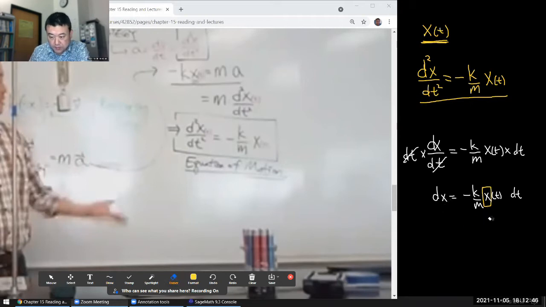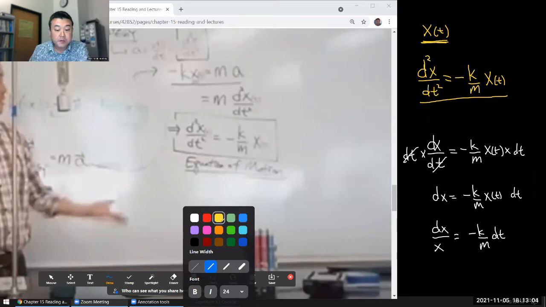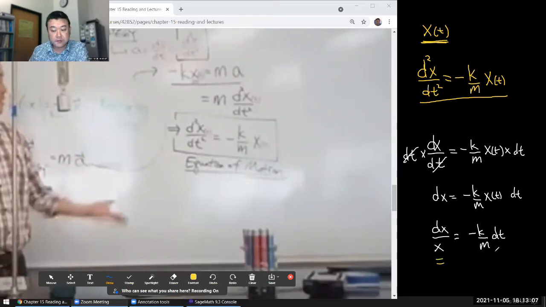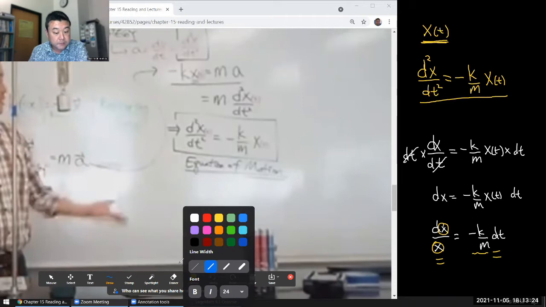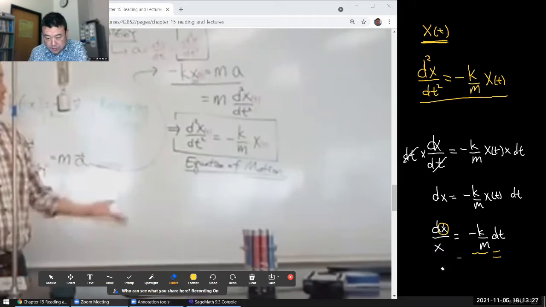So let me do that. When I do that, this is what I'll get. dx over x, it's still a function of time, but I'll just leave it as x for now, is equal to minus k over m dt. And now this is the nice thing. When you look at the left-hand side and the right-hand side, on the left-hand side everything is in terms of x. On the right-hand side, everything is in terms of constants or t. So this is an expression that I actually do know how to integrate. So when I integrate both sides, this is what I get.